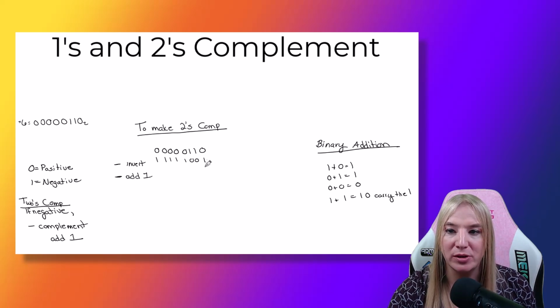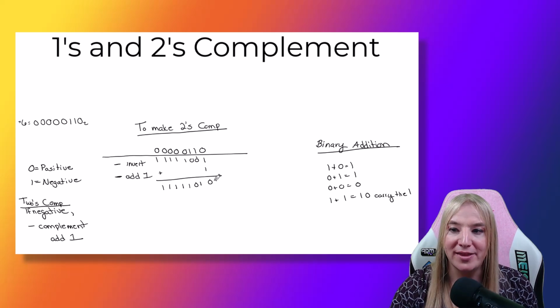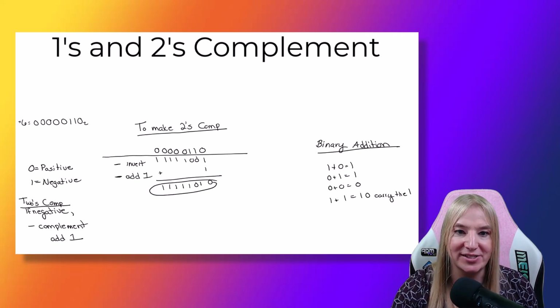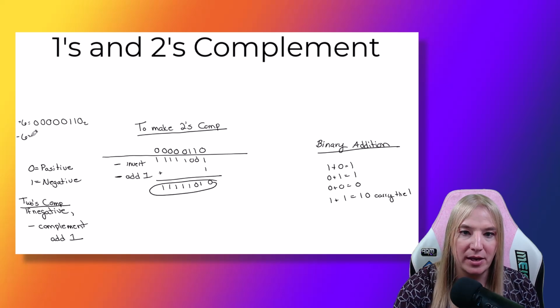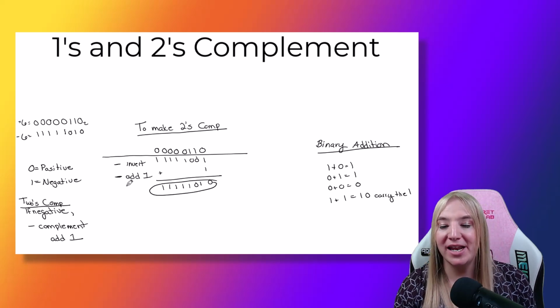So I'm going to add 1 to this number here, and draw a little box around it to make it a little bit easier. We add 1 using binary addition. So 1 plus 1 is 0 with a carryover bit. 1 plus 0 is 1. Bring the 0 down here, and then we bring the remaining 5 bits down. So we have 1, 2, 3, 4, 5. This number here is how we'd represent negative 6. And what you'll find with the two's complement system, compared to one's complement, is that in a one's complement system, we end up with a negative and a positive 0.